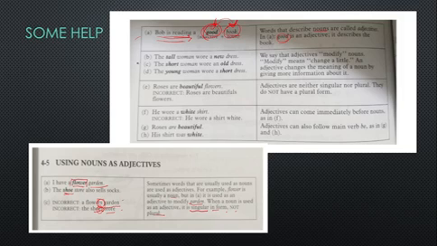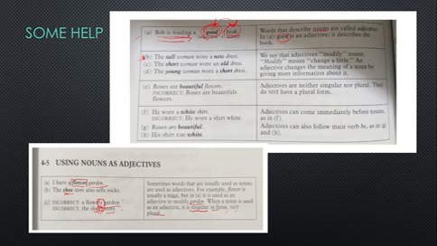The other example, letter B: the tall woman wore a new dress. So, if I say the woman wore a dress, I can say it for whatever woman in the world, in the group. But if I say the tall woman, the short, the young woman, it is specific.